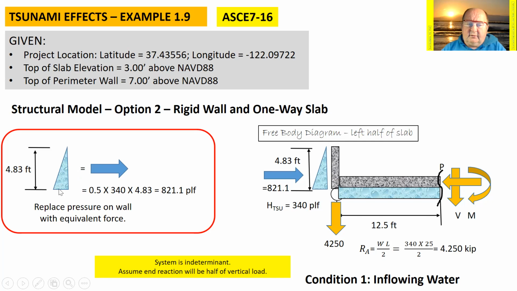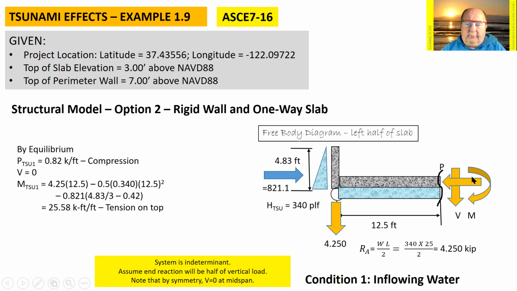I can replace that triangular distributed load with a single force. And the system technically is indeterminate, but I'm going to assume that the end reactions are those that are required to support the vertical applied loads. And of course, due to symmetry, there's going to be some expectation that the shear has to be zero in the middle anyway. So looking at this inflowing water, I can determine how much my reaction will be.